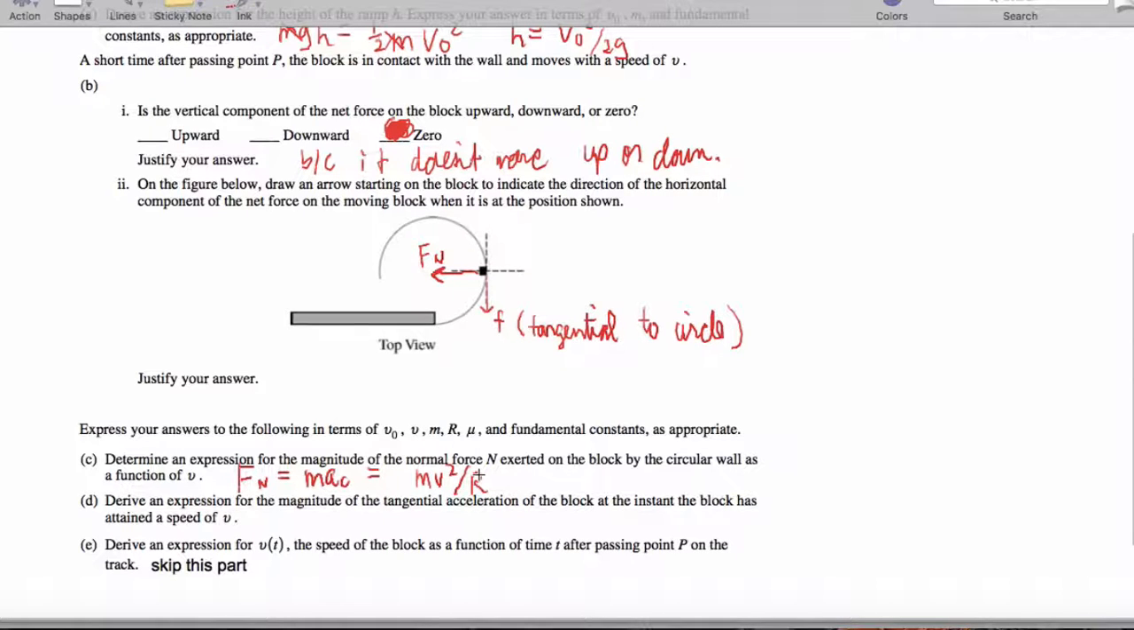And then here's another sad part. We're going to derive the expression for the tangential acceleration of the block. Check this out. The tangential force gives me the tangential acceleration. So it's the friction that makes the mass accelerate tangentially. That's going to be m a tangential equals mu times the normal force. So we isolate, and we're getting the tangential acceleration is mu times v squared over r.